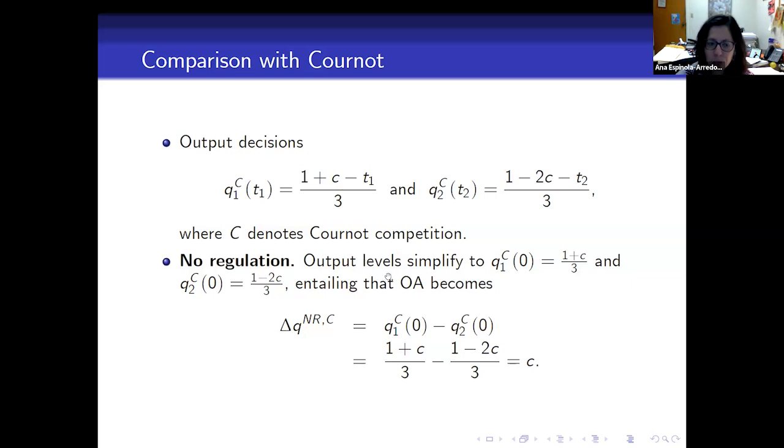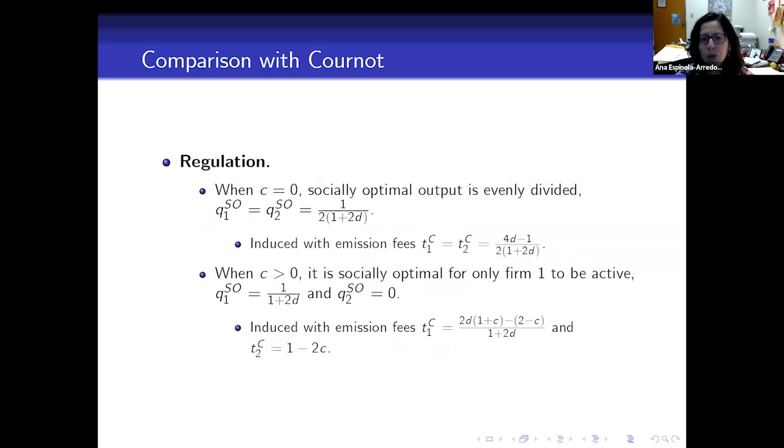Now, when there is no regulation and we calculate firm one's output advantage, it is just equal to C. It only depends on firm one's cost advantage. Of course, it doesn't depend on the first mover advantage because there is no first mover advantage in a Cournot situation. Now, when we introduce regulation, we have two cases. The first case is when firms are completely symmetric, so C is equal to 0. In this case, the socially optimal output will be evenly divided between firm one and firm two, and we will have one emission fee for both firms. Both firms will face the same emission fee that induces that socially optimal amount. As a consequence, firm one's output advantage when firms are symmetric will be 0.